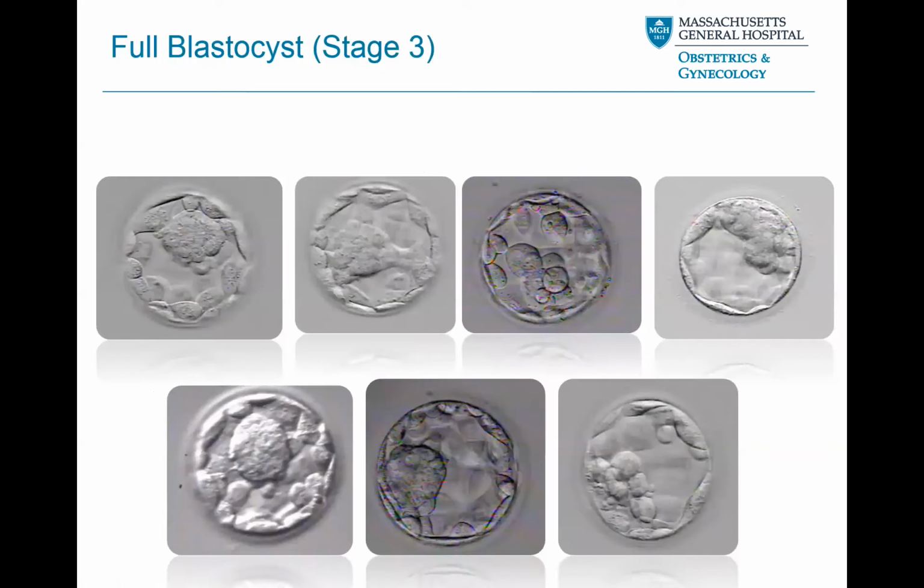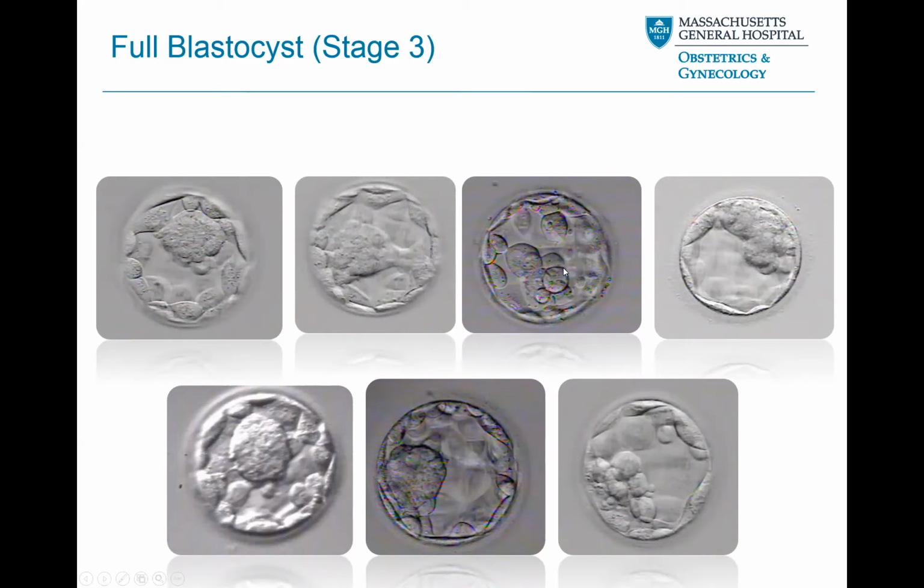So that was stage 2. On stage 3, again, the embryo is getting bigger and bigger. The blastocyst cavity is getting larger and larger. It's very clear and evident to see the inner cell mass that gives rise to the baby and the trophectoderm that gives rise to the placenta. Here, these are really strong and beautiful images.